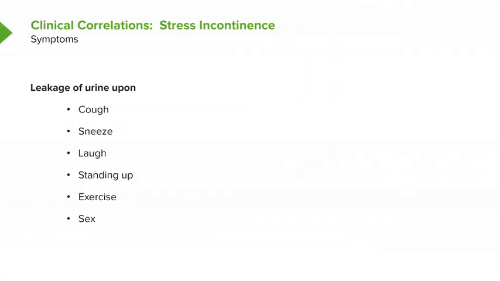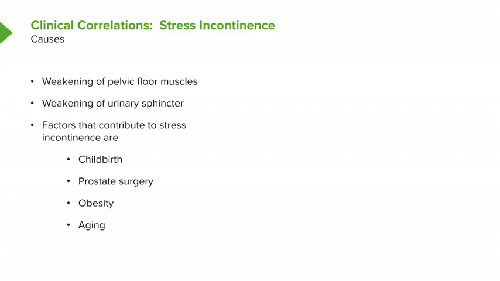A clinical correlation for this area is stress incontinence. The symptom of this is a leakage of urine while doing different activities. This could be during coughing, sneezing, laughing, standing up, doing exercise, and having sex. The causes of this leakage can be a weakening of pelvic floor muscles or a weakening of urinary sphincter. Different factors can contribute to stress incontinence. These are childbirth, prostate surgery, obesity, and aging.